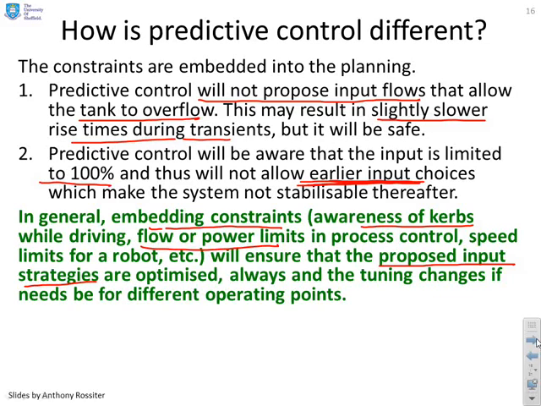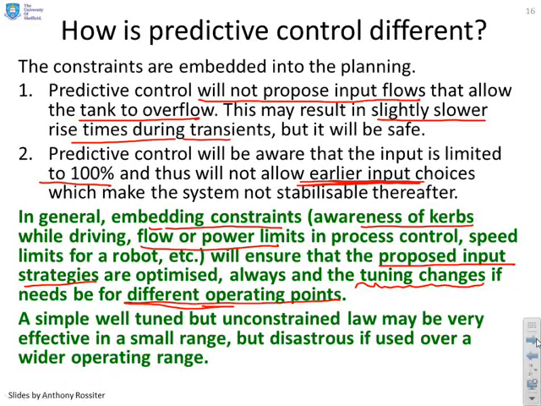Okay? And the other thing is, you'll find that automatically you'll get modifications in the tuning of the loop where required, depending on how close you are to the constraints, which is what happens as you move between operating points. So a simple, well-tuned but unconstrained law may be very effective in a small range where you're not close to constraints, but could be disastrous over a wider operating range when it comes closer to constraints.